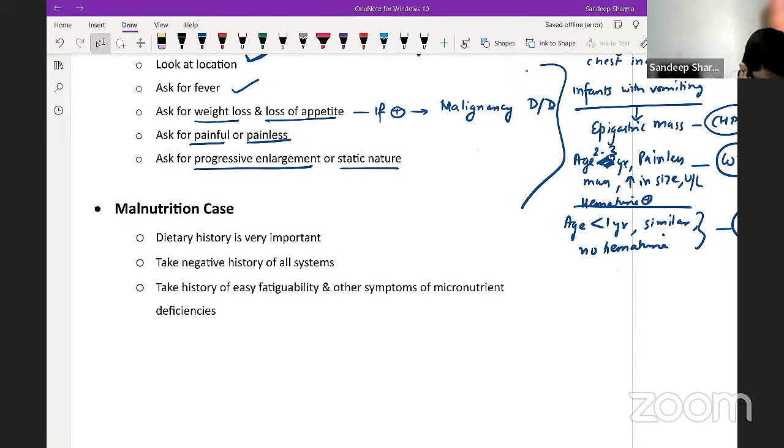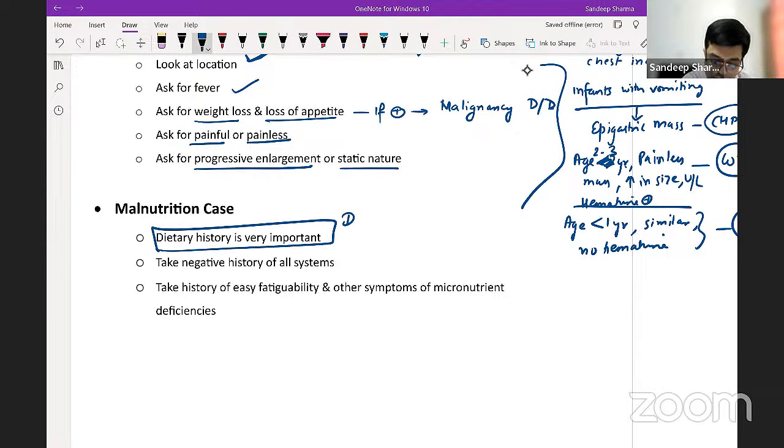Then when it comes to malnutrition case, the dietary history is very important and you need to go into the details of dietary history. So the ICMR chart reading will become mandatory here. Now, malnutrition can be due to nutritional causes. It can be due to some underlying illness like CCF, cardiac disease, respiratory illness, a chronic metabolic disorder, malignancy. So negative history of all systems need to be taken.